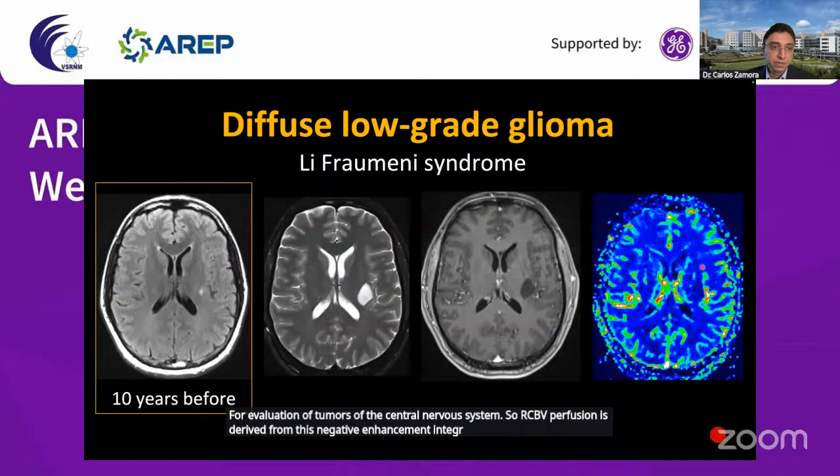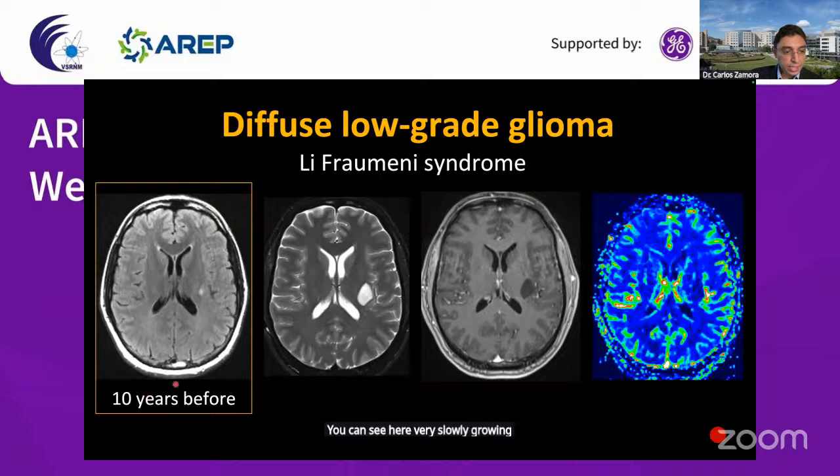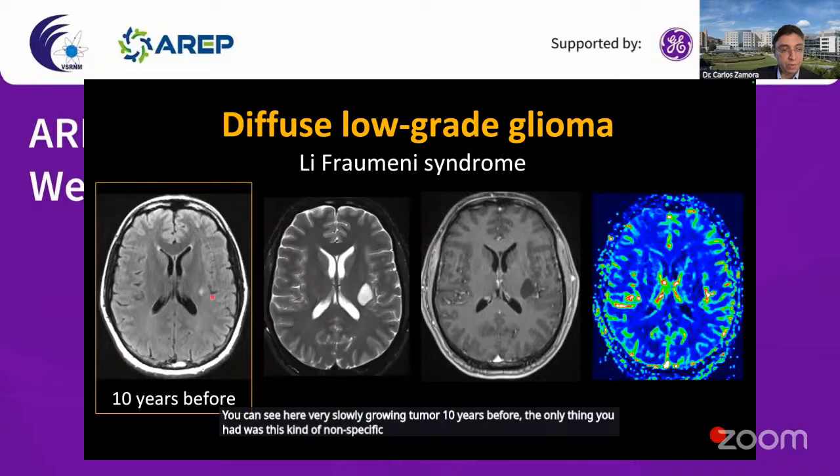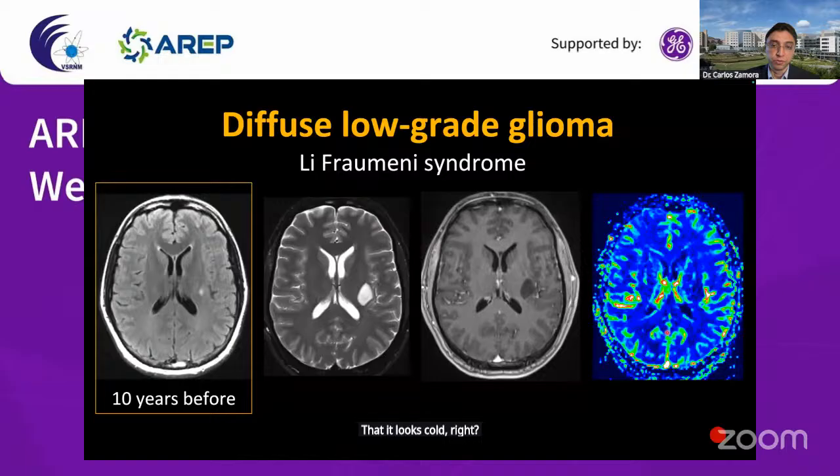Here we have a case of rCBV perfusion in a patient with Li-Fraumeni syndrome. They have an increased risk of tumors. This is a patient who developed a low-grade glioma. You can see here a very slowly growing tumor. Ten years before, the only thing you had was this kind of non-specific small T2 FLAIR hyperintense spot here. Over 10 years, you see how it grew, right? No enhancement, and you have your color-coded rCBV perfusion map that looks cold, right? So there's no increased perfusion.